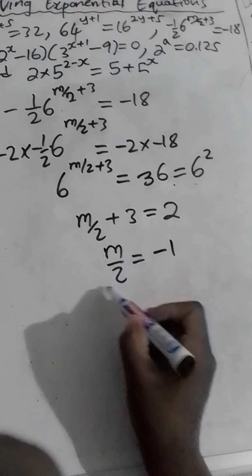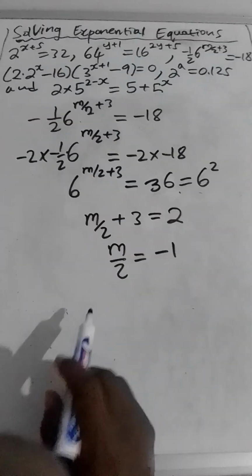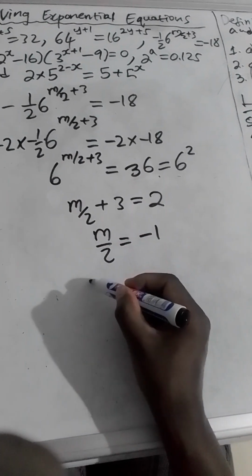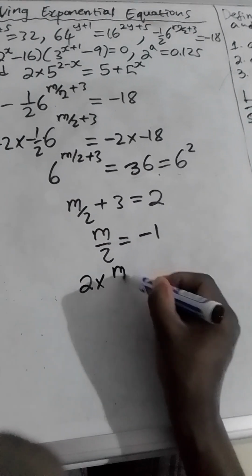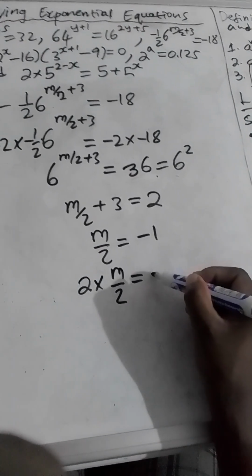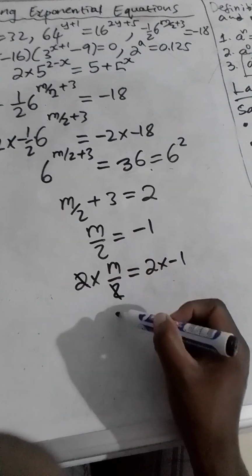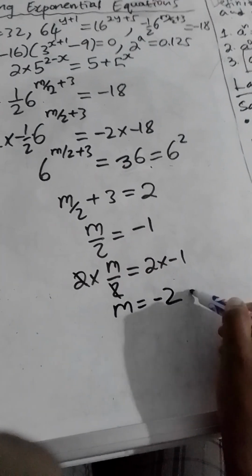Then we want to get rid of the 2. And this 2 is dividing the m, so we need to multiply by 2. So what do we do? 2 times m over 2 equals 2 times negative 1. And what do we have? m equals negative 2.